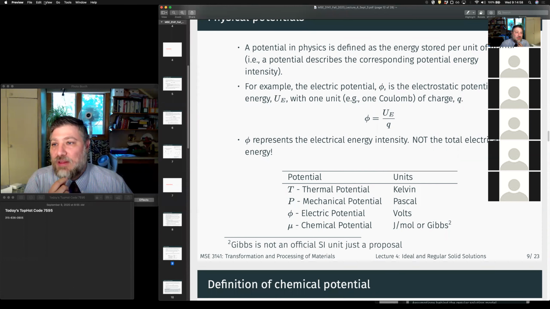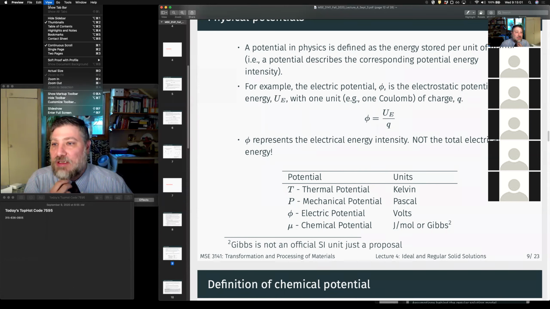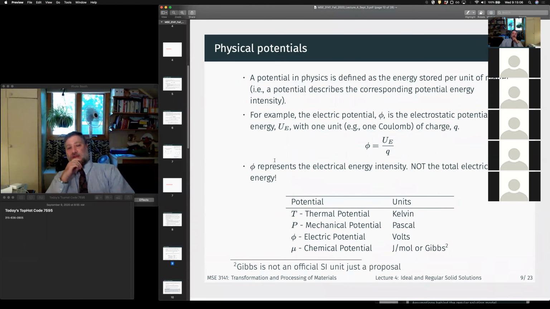So the deal with chemical potential is it's just like any other potential. It's just like voltage or temperature, right? But it represents a distribution, the density or the intensity of chemical energy in a material, right? And that doesn't have to be uniform, right?